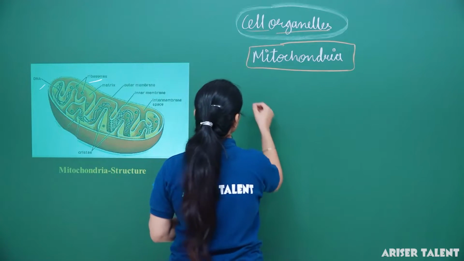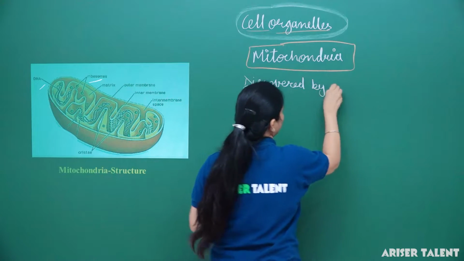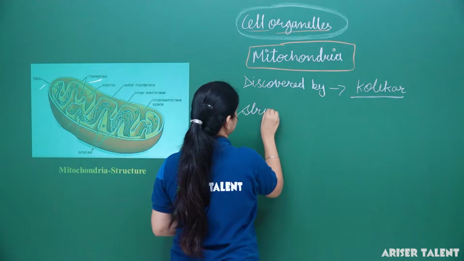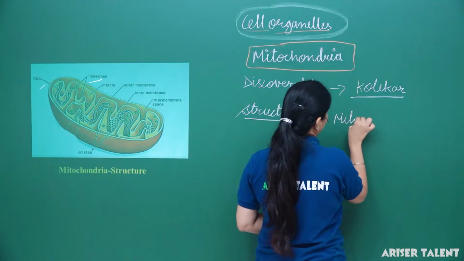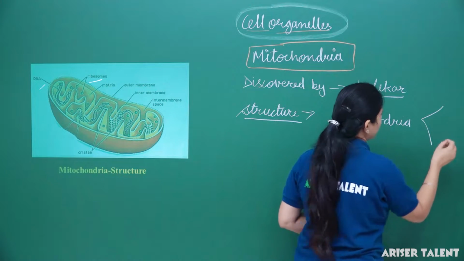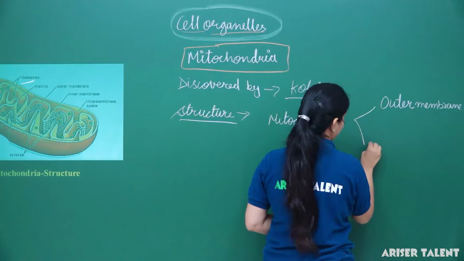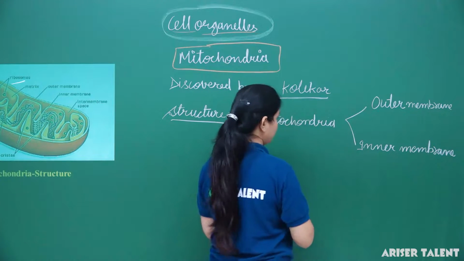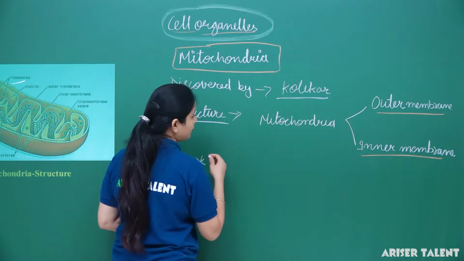Now let's talk about the structure. First of all, it was discovered by Kolliker. Now structure. We can see that mitochondria has two membranes, outer membrane and inner membrane. Outer membrane, generally it is smooth and made of porous protein.